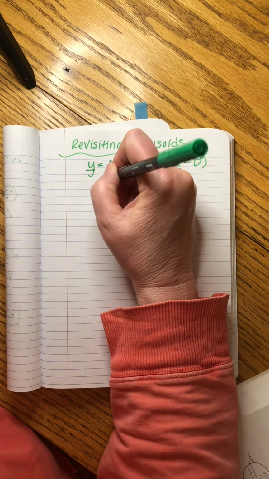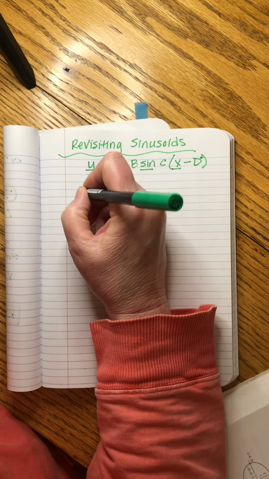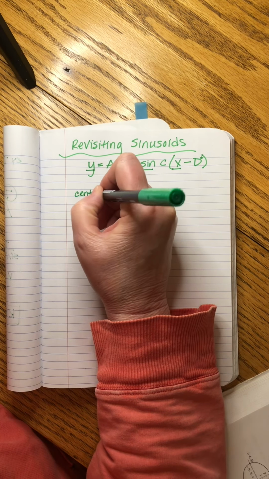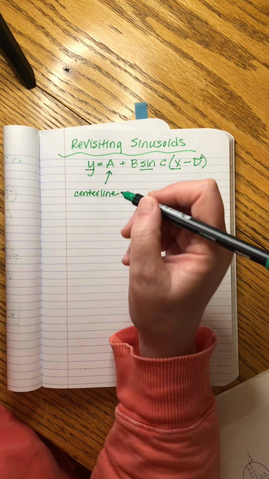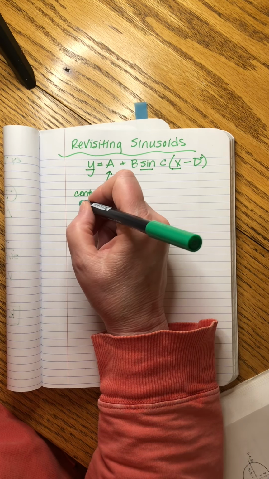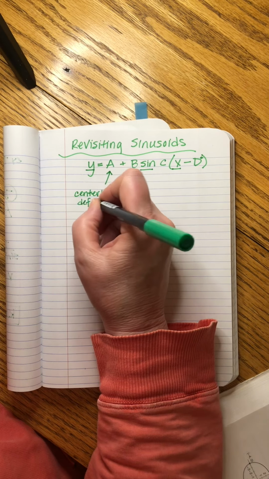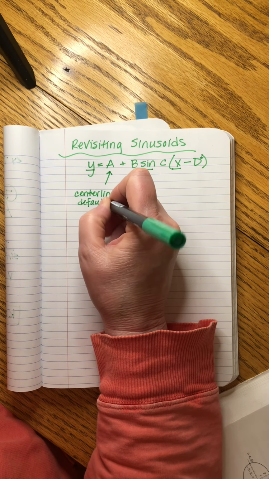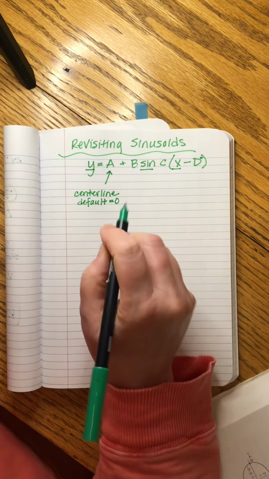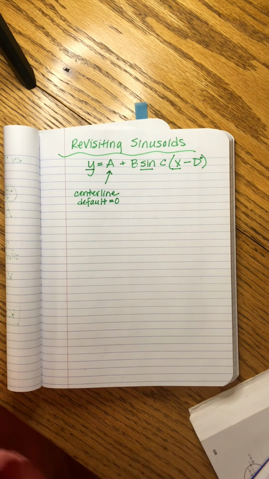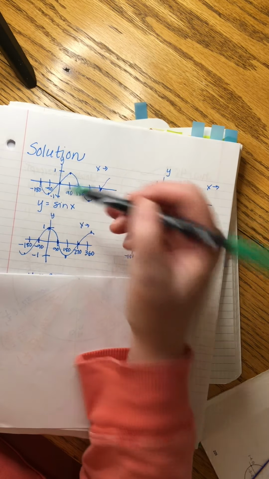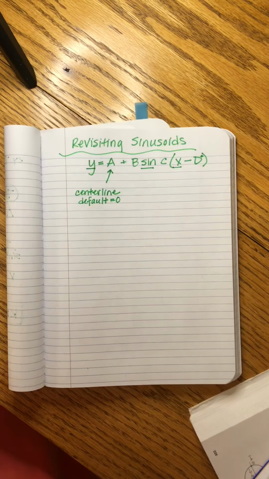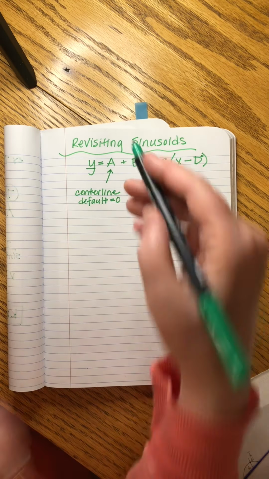All right, A is the value of the center line. Normally, it's at 0, okay? So let's call the default 0, right? That's how we had it here, where they were going through at 0, right in between 1 and -1. But we can change that up if we want. That's really easy. We can put different values in there.